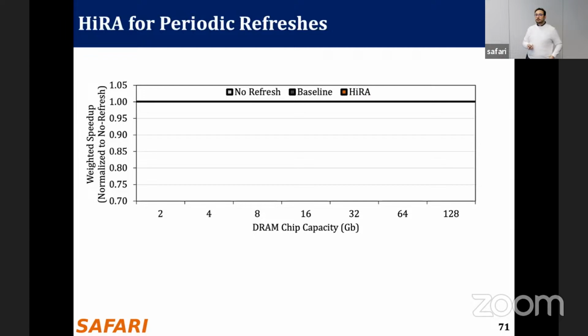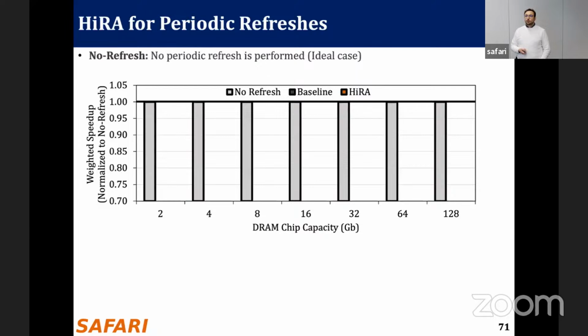And let's look at HiRA's performance impact on periodic refreshes. So here on the x-axis, we have the DRAM chip capacity increasing from 2 gigabit to 128 gigabit. And on the y-axis, we look at the weighted speedup, higher is better. It is the system performance, normalized to no refresh. So the first bar I show is no refresh. So in this case, we do not have any refresh. So it's very idealistic. And the performance is 1.0 everywhere because it's normalized to no refresh.